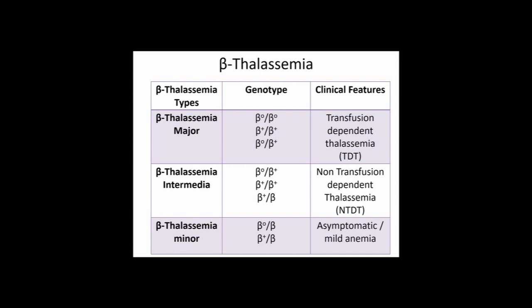Beta thalassemia major is also called transfusion dependent thalassemia, that is TDT, whereas beta thalassemia intermedia will not need regular transfusion. It means they will occasionally need transfusion. They will not be totally dependent on transfusion. So they are called NTDT, that is non-transfusion dependent thalassemia. And beta thalassemia minor would be an asymptomatic or a mild thalassemia and they will usually be carriers of this thalassemia. Now we'll move on to alpha thalassemia.